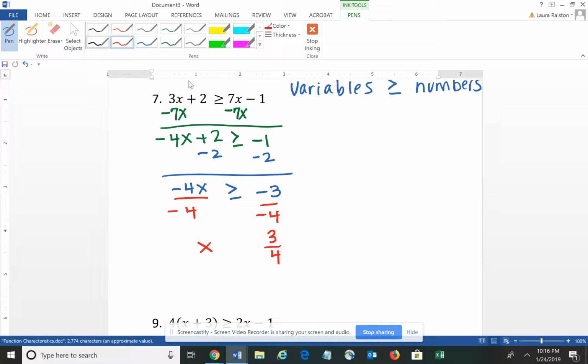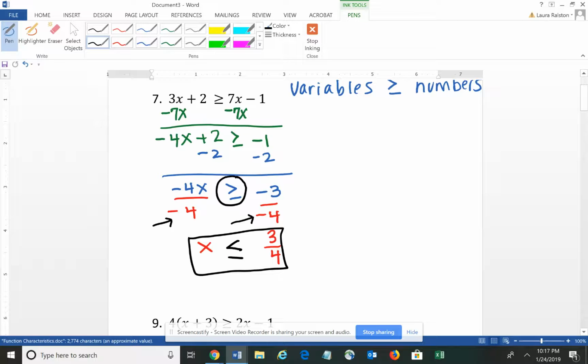Now here's where you've got to be really careful. There is a rule about inequalities, and when you multiply or divide by a negative number, as we did here, you have to invert or flip the inequality. So ultimately my answer in inequality form is x is less than or equal to 3/4.